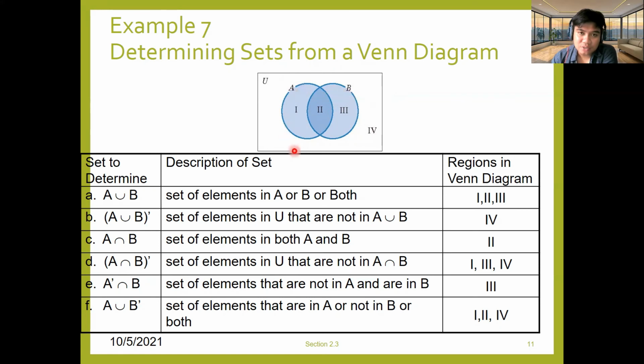So kasi yung B, itong B, so region 2 and 3, ang B prime niya is yung region 4. Ito, yung buong region 4, and pati yung kasama yung A, yung region 1. And then i-unite natin yung buong set A, so yung region 1 and 2. So kapag i-unite natin yan, masasama na yung region 1 and 2, and then yung buong region 4. So yun. So next slide.